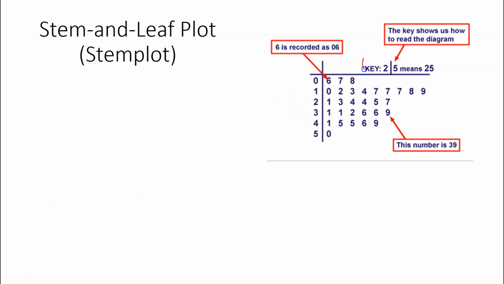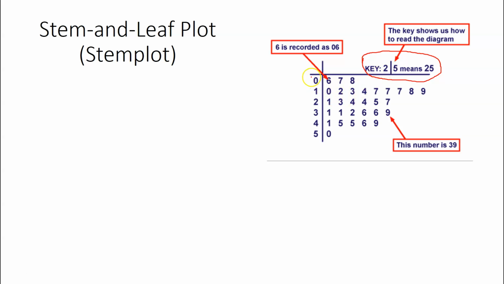Somewhere on there, there's got to be something that tells you how to read the thing. And here's the key for this one. It says 2, then a bar, and then a 5 means 25. So maybe it means 250, maybe it means 2,500. It has to somehow tell you what it means.